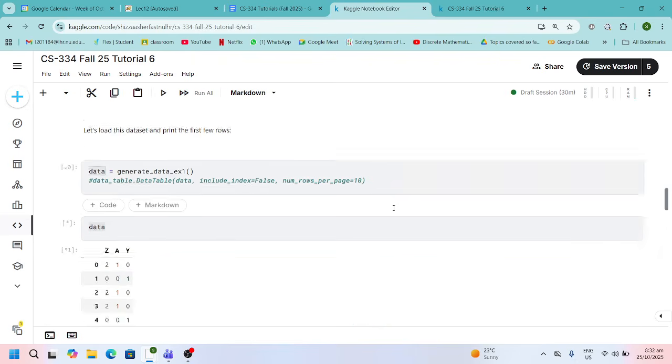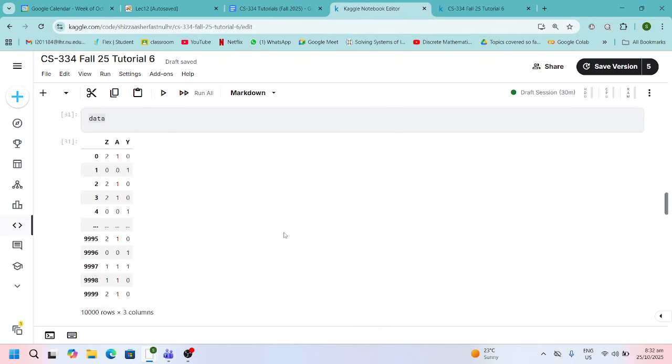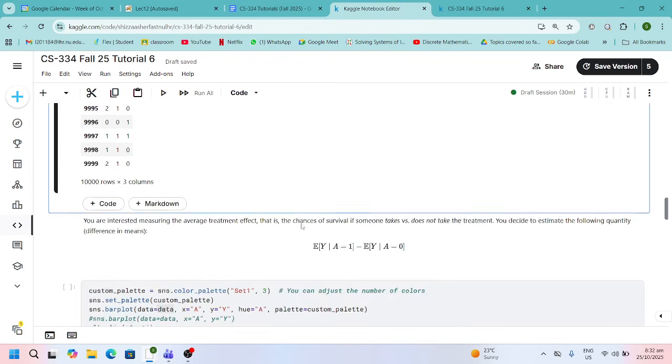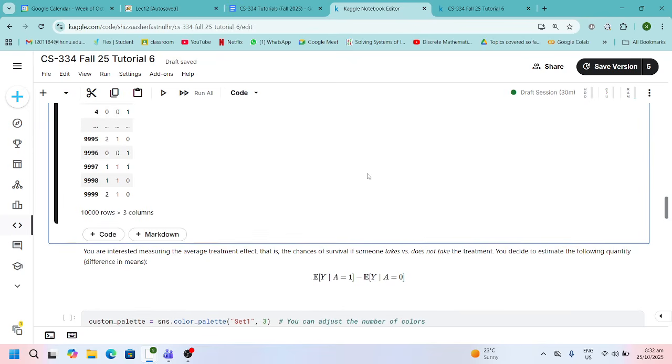I will show you what your data looks like as well. So I have 10,000 rows and 3 columns, Z, A, and Y. Once again, Z is the severity of symptoms, with values 0, 1, and 2, where 2 is critical. Then A is whether the treatment was administered or not, and Y just tells you whether the person was alive after 1 month or not. So this is what you are interested in measuring, the average treatment effect, which means the chances of survival if someone takes the treatment versus the chances of survival if someone does not take the treatment.